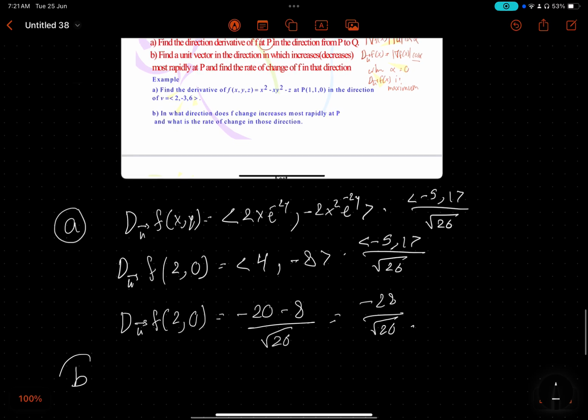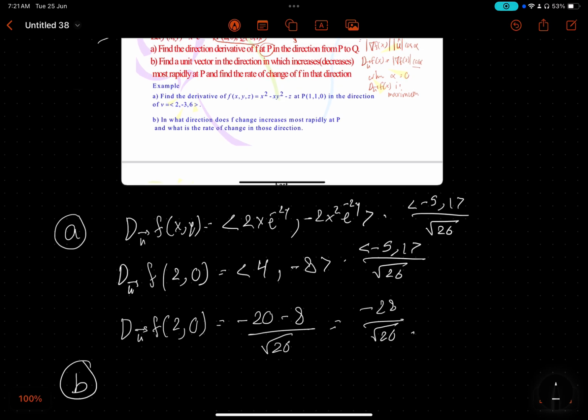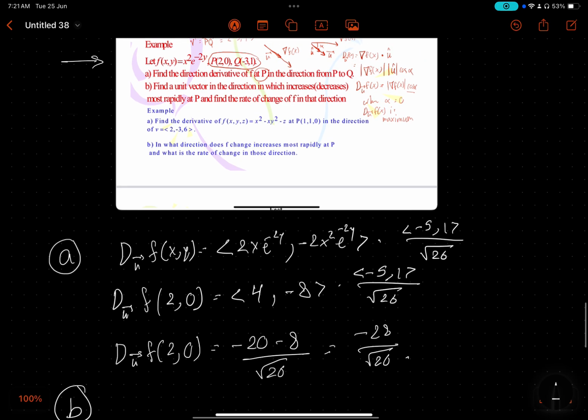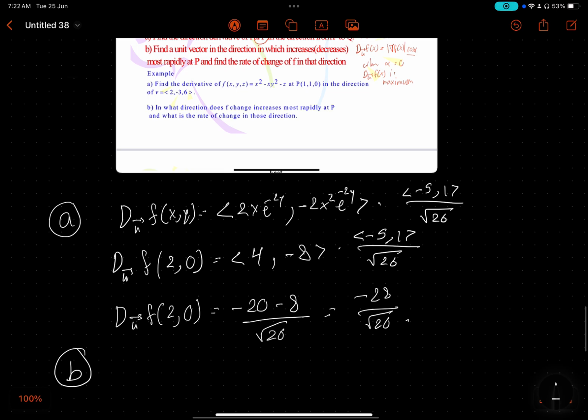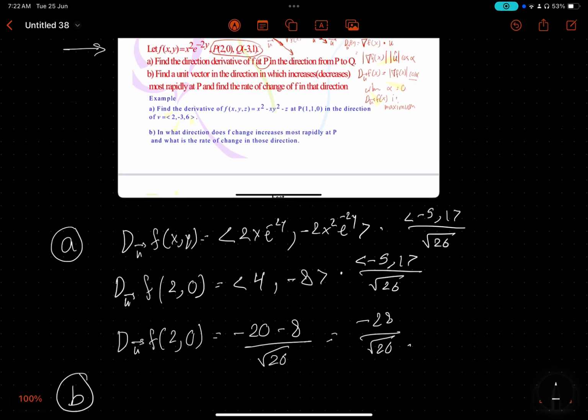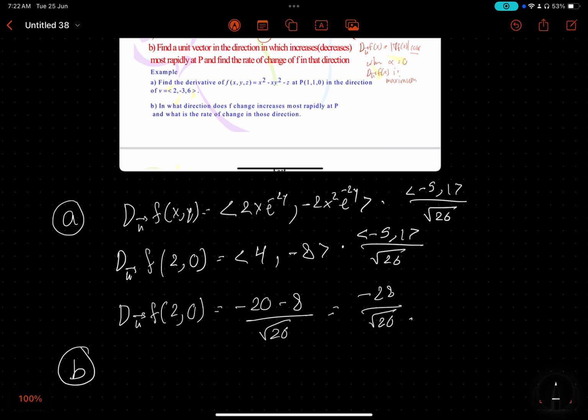Now, for part B, so this is the value of the directional derivative of f in the direction of u. Now he wants us to find a unit vector in the direction in which it increases or decreases more rapidly at P, and find the rate of change of f in that direction.